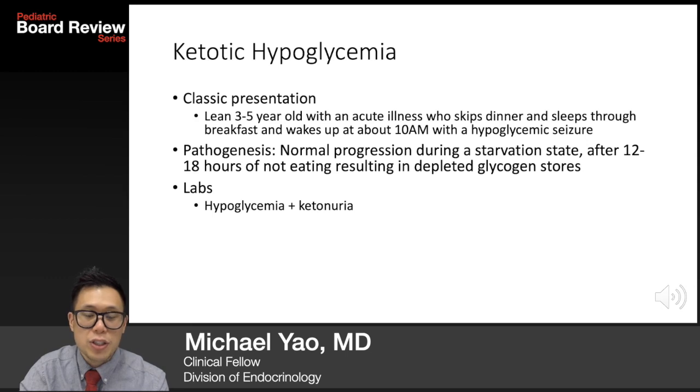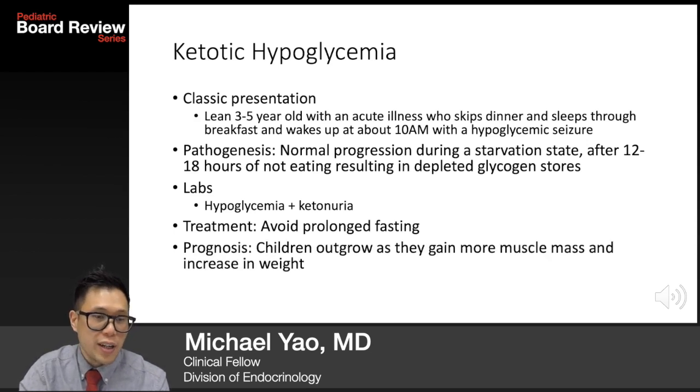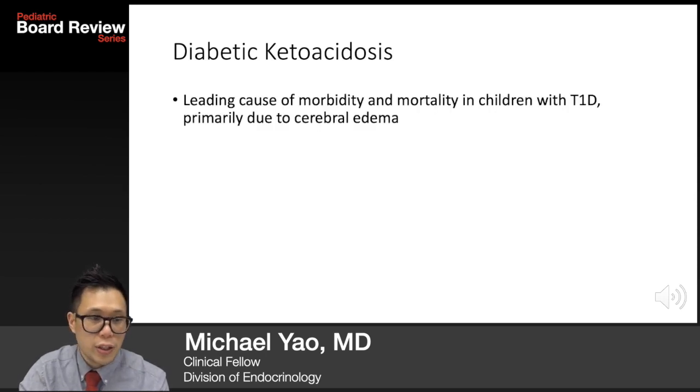with a hypoglycemic seizure. The pathogenesis of ketotic hypoglycemia is depletion of your liver glycogen stores after a 12 to 18 hour period of not eating. Generally, the labs consistent with ketotic hypoglycemia would be hypoglycemia. Generally, it's in our children without type 1 diabetes, so generally their blood sugar is less than 50, and they have positive ketones in their urine.